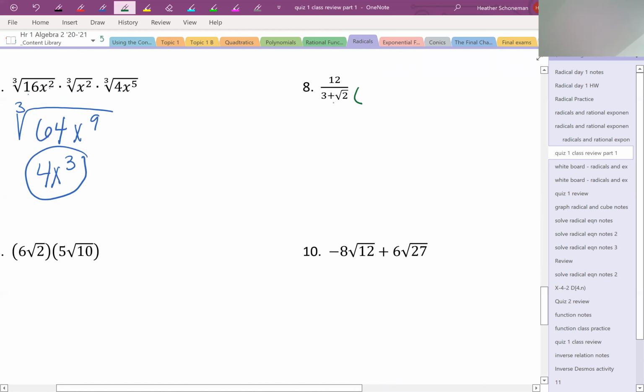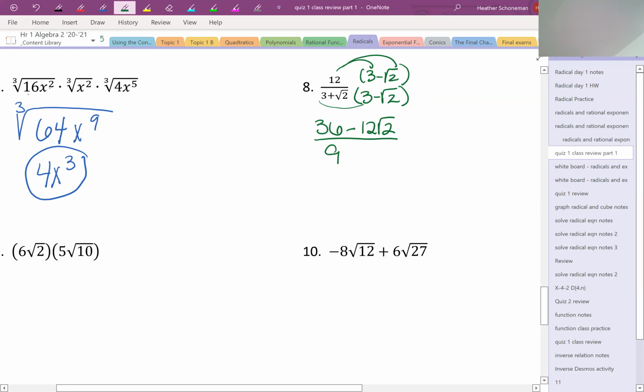Okay, number 8, to write this in reduced radical form, we had to multiply top and bottom by the conjugate of the bottom. So the conjugate of 3 plus the square root of 2 is 3 minus the square root of 2. So on the top, we need to distribute, and that gives us 36 minus 12 square root 2.